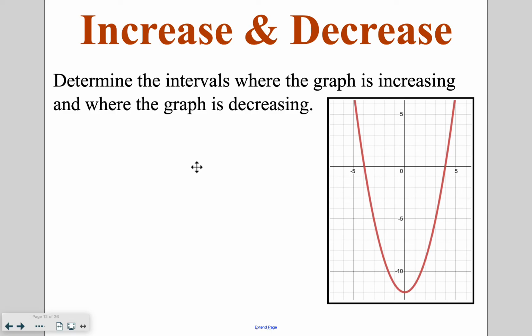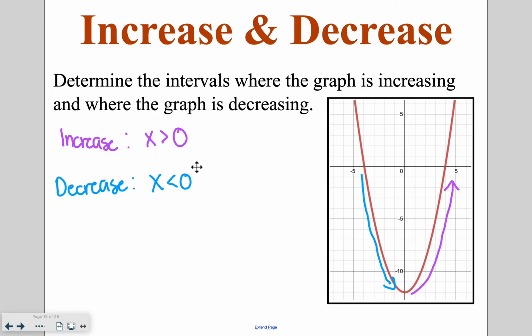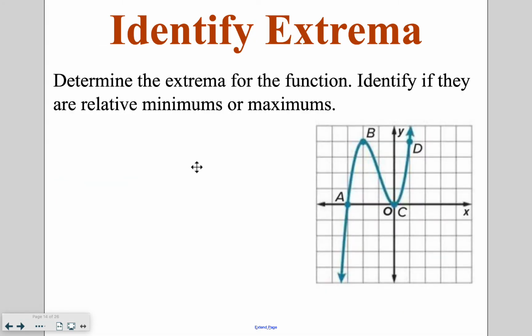Go ahead and try this one on your own. So in this case, I've got the increasing part happens after the change, so it is x is greater than 0, and the decreasing part happens on the first half of the graph, so x is less than 0. After I look at the trends of the graph, I want to be able to identify those extrema, or what is the relative maximum and minimum.